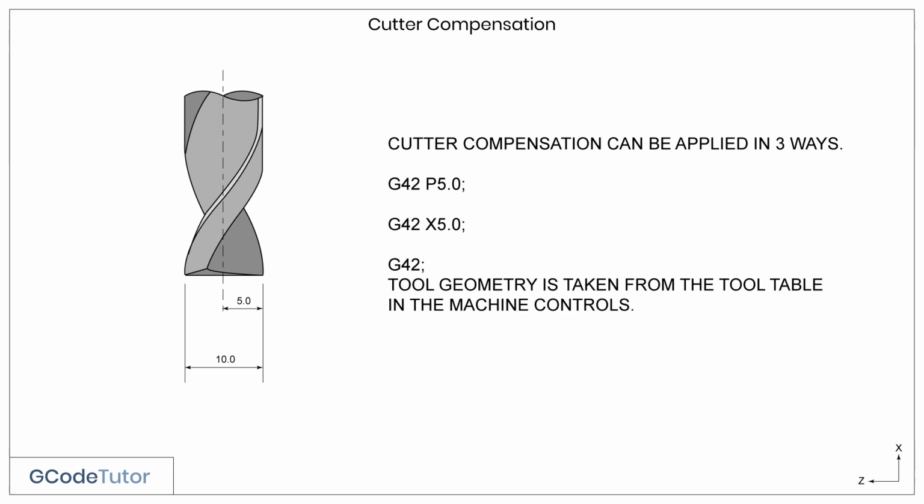The third option is most commonly found on industrial machines with a built-in tool table in the controls of the machine. With this option, we simply need to put G42. The information for the tool geometry is inside the tool table that we put in during the setup of the machine and the tooling. Let's have a look at a typical tool table in a machine.